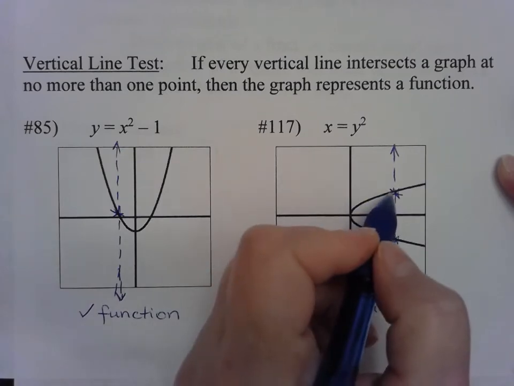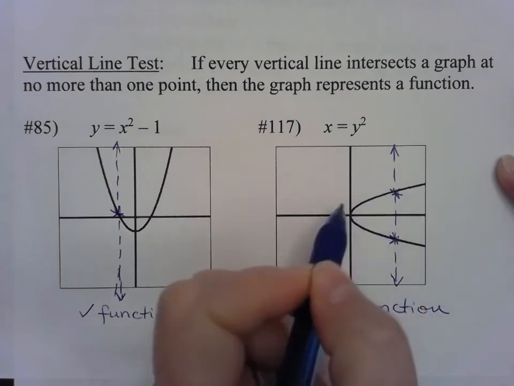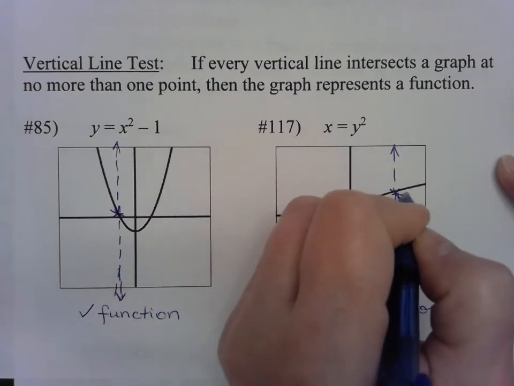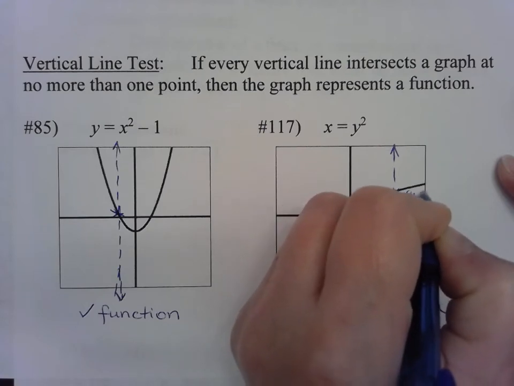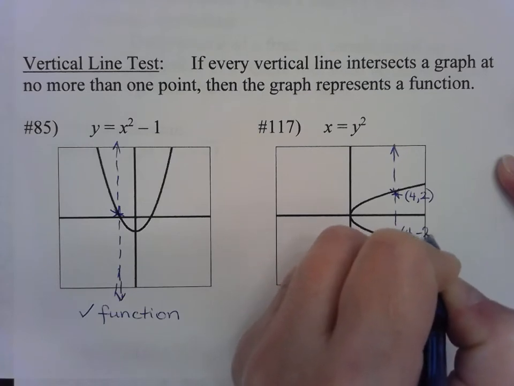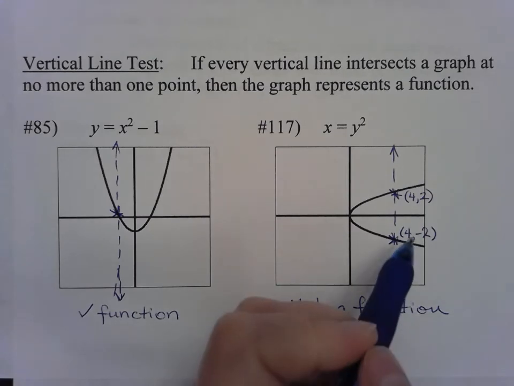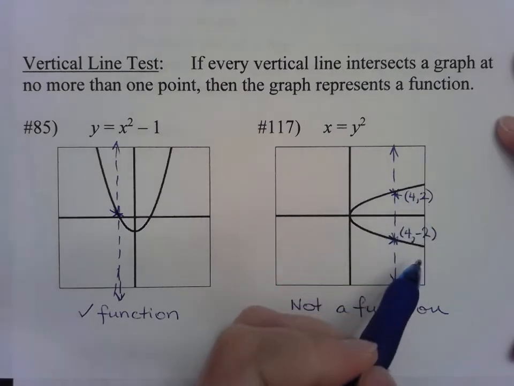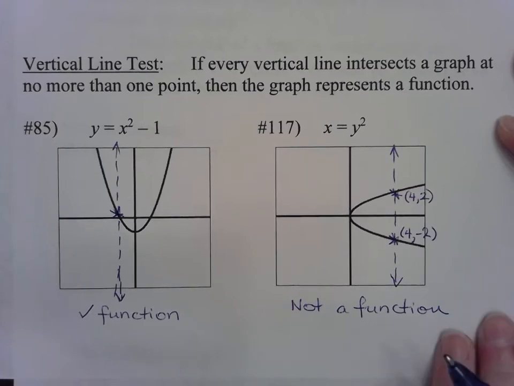Okay, I gave you the equation here, but the grid did not print nicely. But here's an example of a point, like (4, 2) and (4, -2). 2 points that would be on this graph, same x, different y. So we're doing the same test, we're just doing it differently.